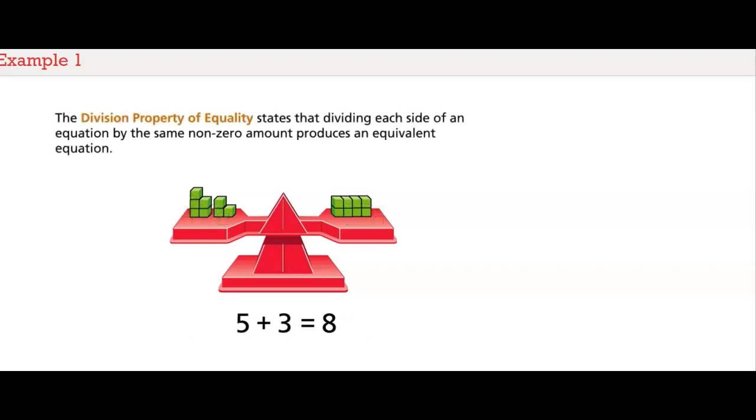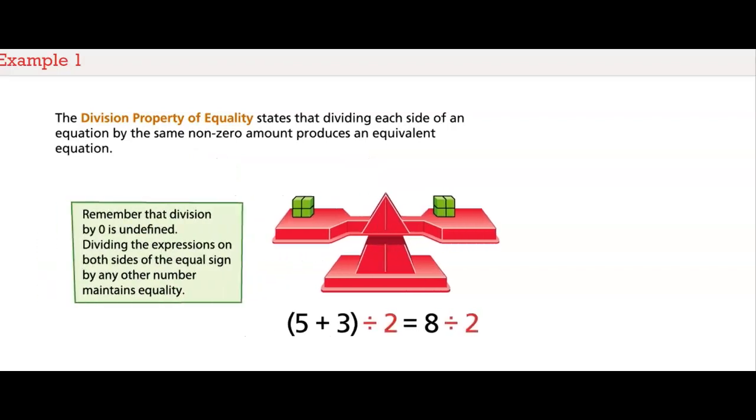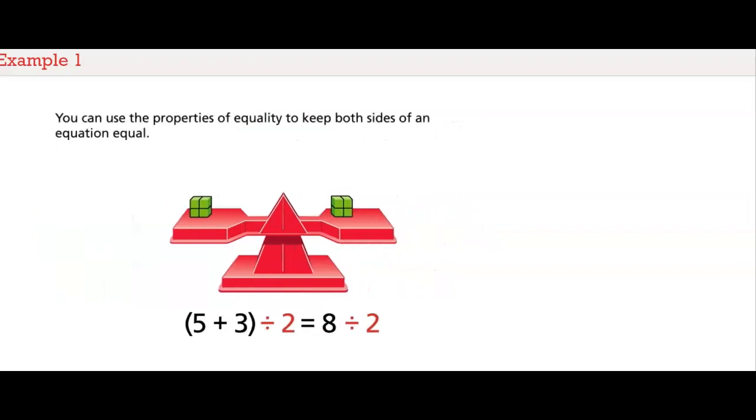The division property of equality states that dividing each side of an equation by the same non-zero amount produces an equivalent equation. Remember that division by 0 is undefined. Dividing the expressions on both sides of the equal sign by any other number maintains equality. You can use the properties of equality to keep both sides of an equation equal.